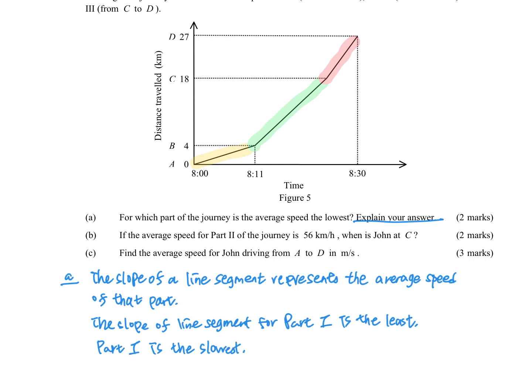So here are some of the keywords. So first of all, the slope represents the average speed. Yeah, these are the keywords. And then part 1 has the least slope. So that's why part 1 is the slowest. That's the key thing.